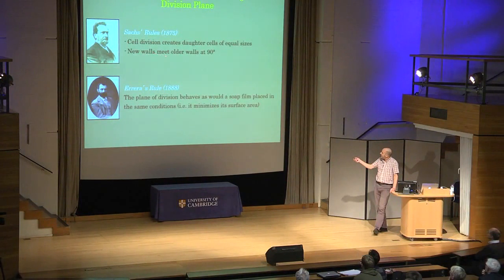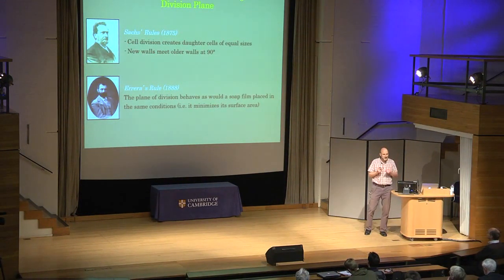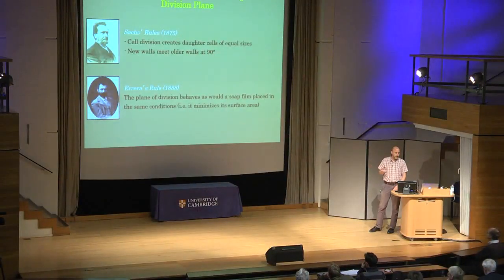And then he also observes that new walls, when they meet an older wall, so I should say the plant cell is surrounded by a wall. When I'm talking about cell wall, I'm referring to the edge, so the contour of that cell. So the new walls that are laid down by a dividing cell will meet the older wall at 90 degrees. So they're orthogonal to the old walls.